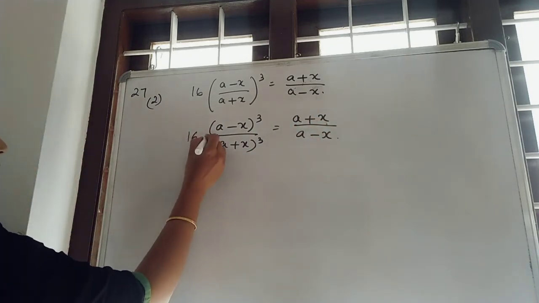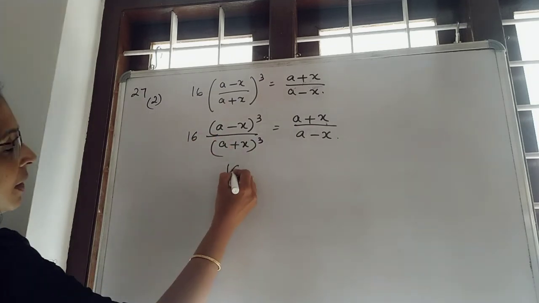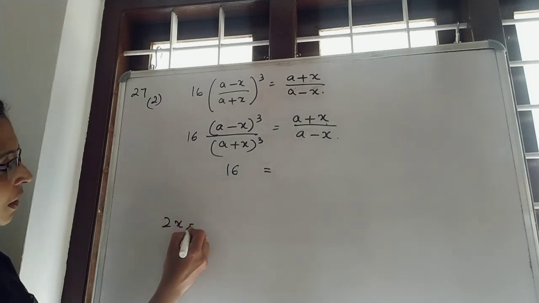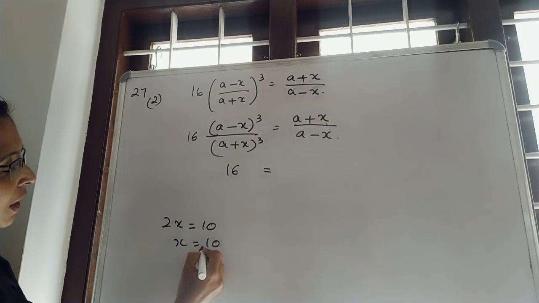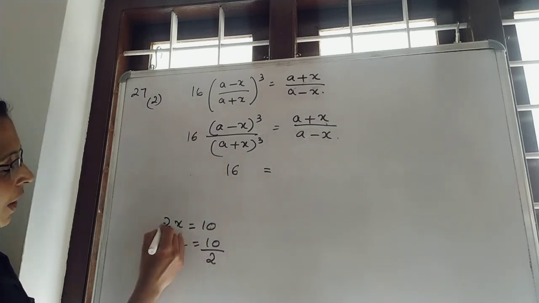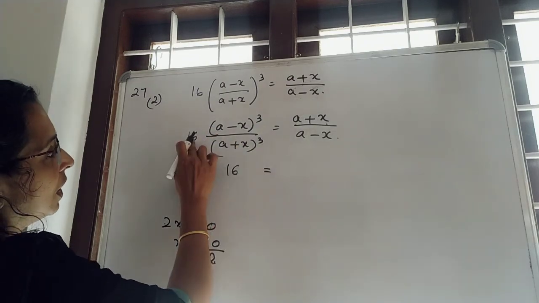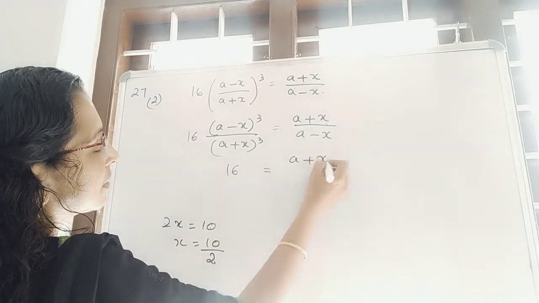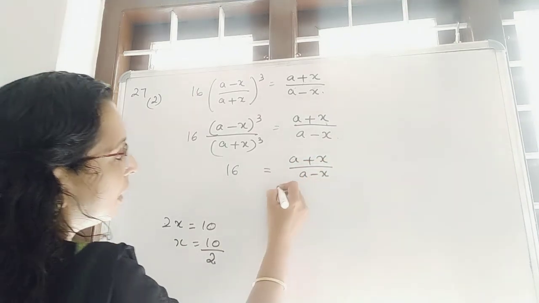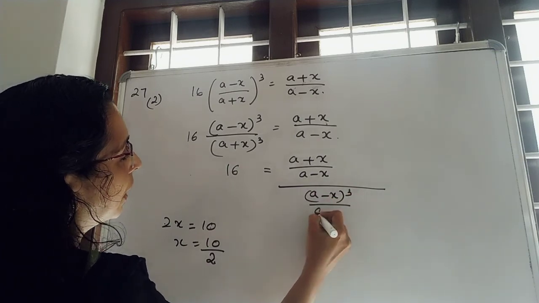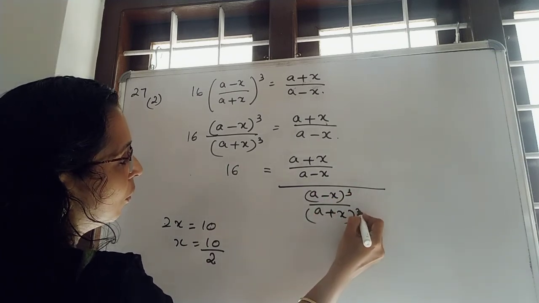16 into... if you are keeping that 16 there itself, how can we write? If 2x is equal to 10, x is equal to what? 10 divided by 2. Same way, 16 is equal to, here 10 divided by 2. Same thing we are doing here. 16 we are keeping on the left side itself, then on the right side a plus x divided by a minus x, divided by what? (a minus x) the whole cube divided by (a plus x) the whole cube.